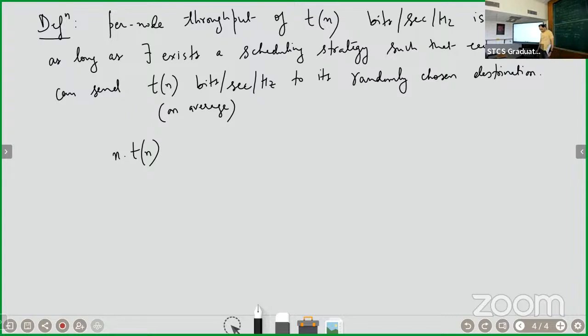What do you think? Are we doing SINR or the protocol model? Either one. They're both connected, so one answer is actually valid for both, because one implies the other. At this point, I just want you to think about the intuition. What exactly is going on? What controls T of n?